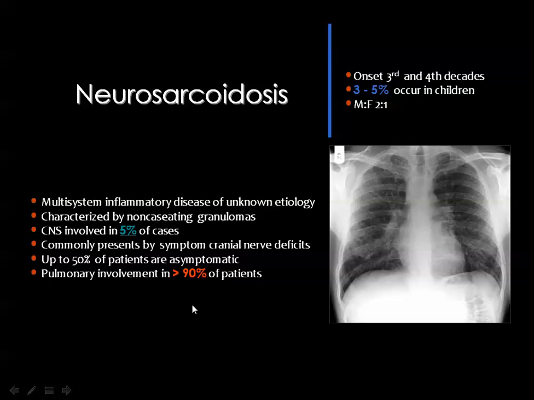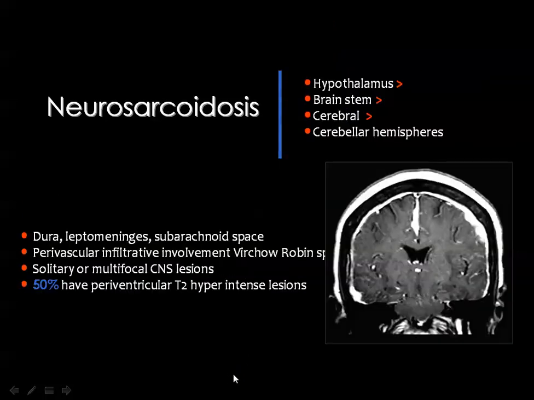Meaning that whenever you are suspecting sarcoid in the central nervous system, you may have a chest radiograph or CT scan, and if there are manifestations of sarcoid, then you can reach the diagnosis. Then the most common manifestation of neurosarcoid is multiple cranial nerve palsies or deficits, and about 50% of the cases may be asymptomatic.